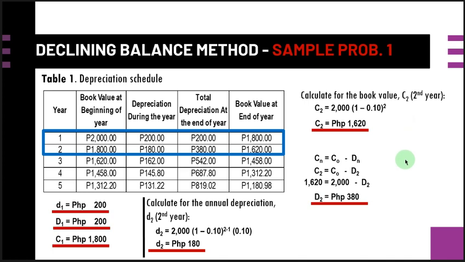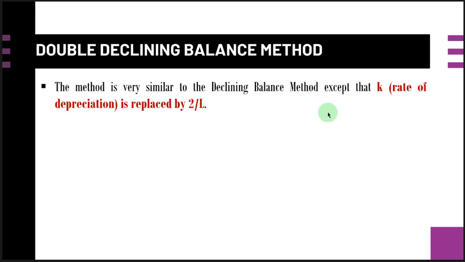So we proceed now to our next topic, which is the double declining balance method. One important note here is that this method is very similar to the declining balance method, except that your K, which is the rate of depreciation, is replaced by 2 over L.